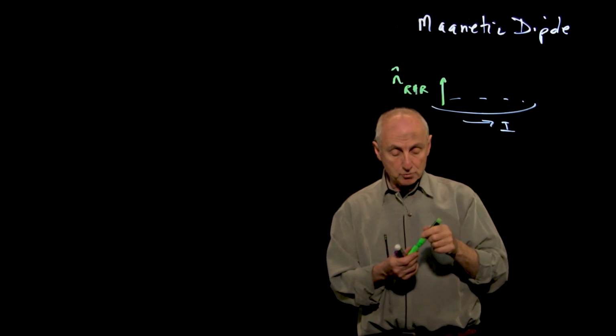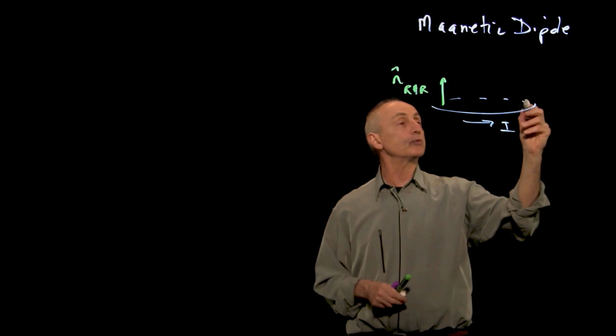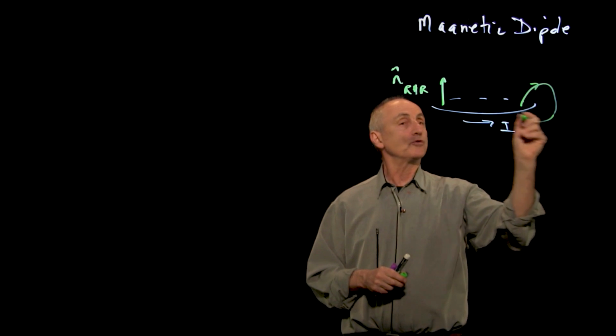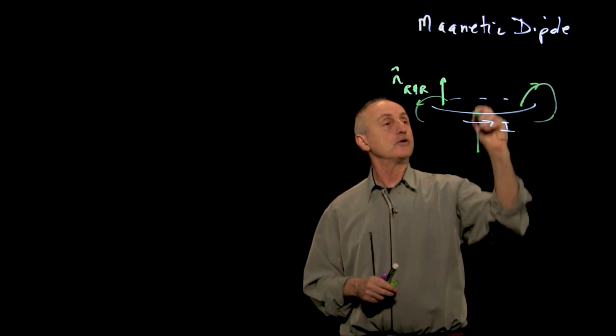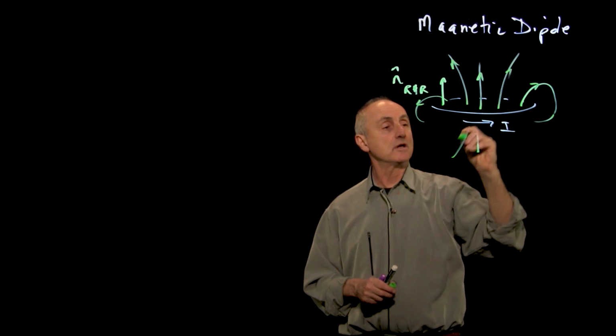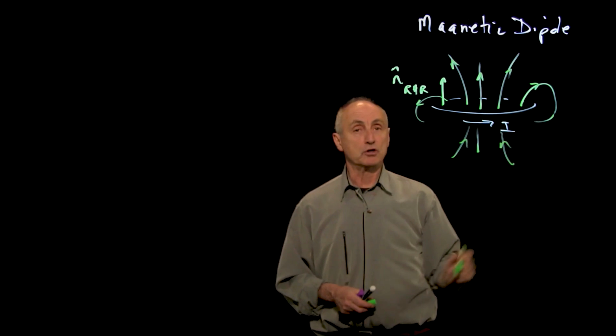Now, this current loop has a characteristic magnetic field, which we've looked at, and I can draw a few field lines, circles around the edge, field coming up, going out like that. So here's the characteristic field lines of a current loop.